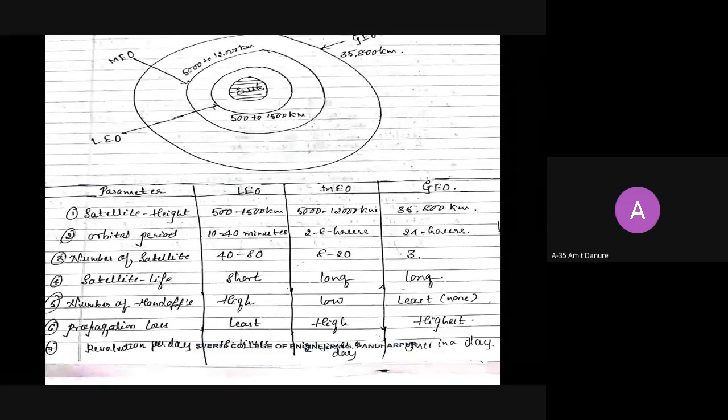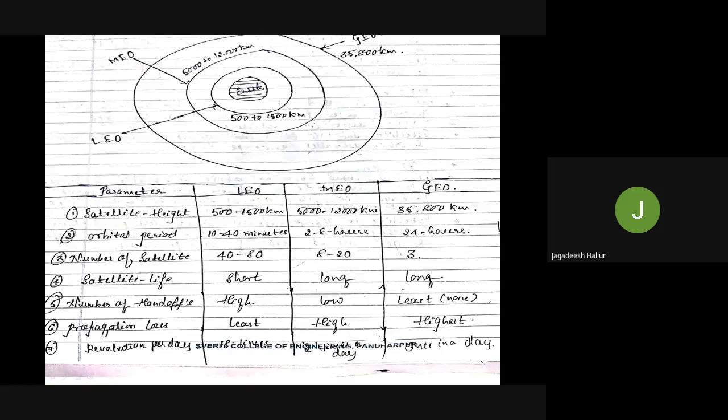Medium Earth orbit is 2 to 8 hours, and geostationary Earth orbit takes once in a day, that is 24 hours. That is the time required for a satellite to go around the Earth. Next is the number of satellites.